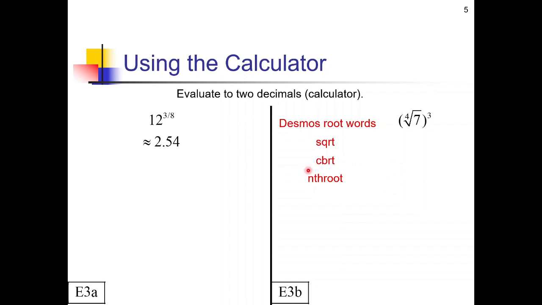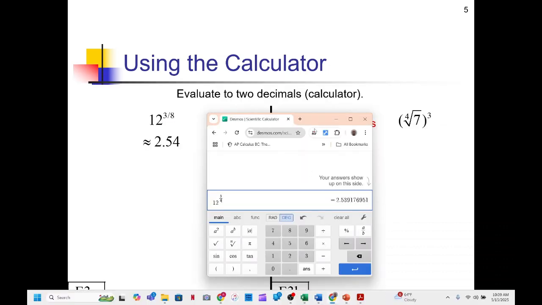All right, so let me show you on Desmos a couple ways you could do it. As we mentioned, you could convert this into a fractional exponent. So we could call this 7 exponent, and then it would be the 3rd power over the 4th root, so 3 over 4. And that comes out to about 4.30.